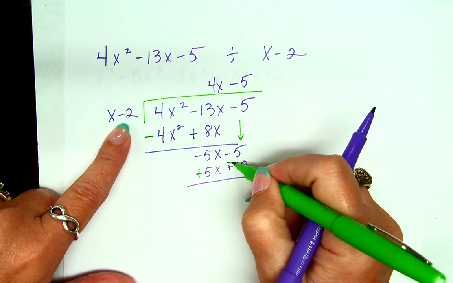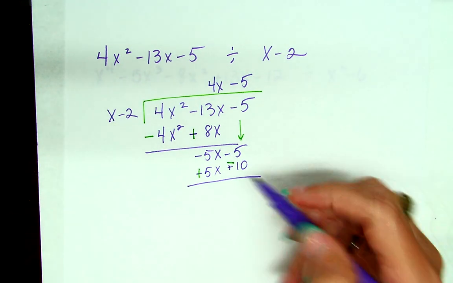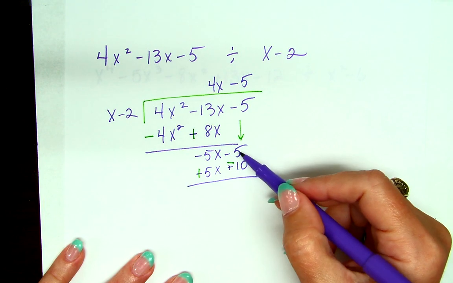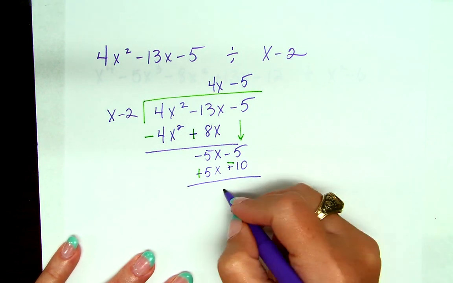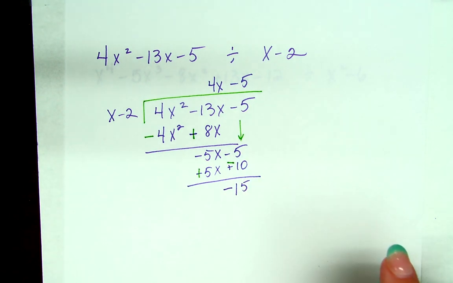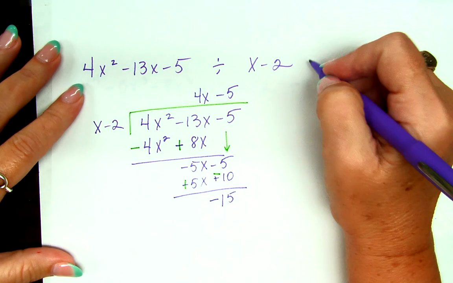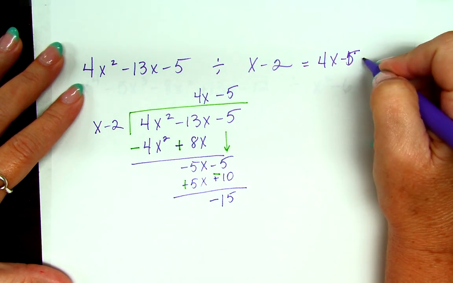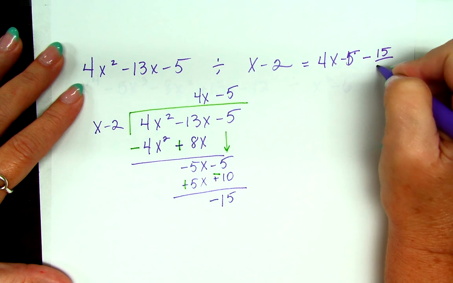Subtract. What's here? And what's here? 0. Negative 15. It's a negative 5 and a negative 10, right? Because I subtracted a 10. Now am I done? But am I done dividing? Yes. Okay, so what's my answer? 4x minus 5 minus 15 over x minus 2.